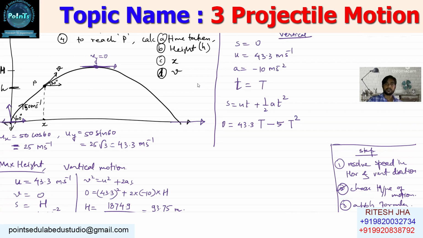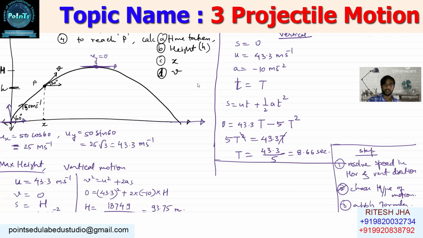Yeah, correct? And now we have a quadratic. 5t square equals 43.3t. We can cancel this. So this is 43.3 divided by 5. That is equal to 8.66 seconds. So we got time also.